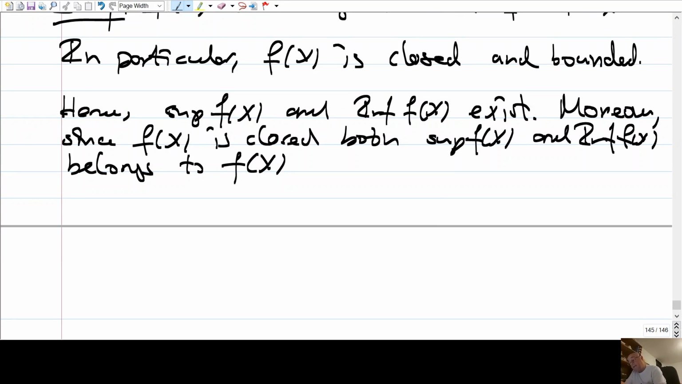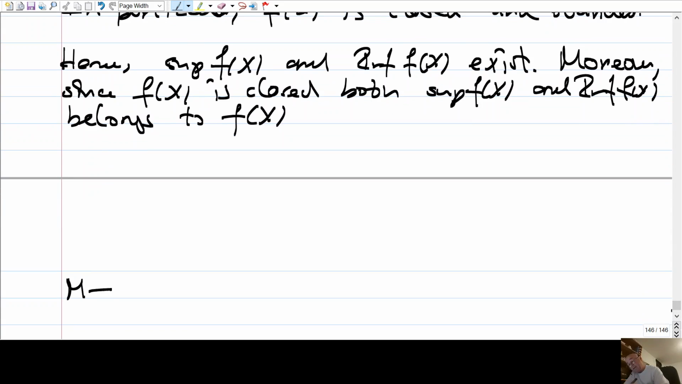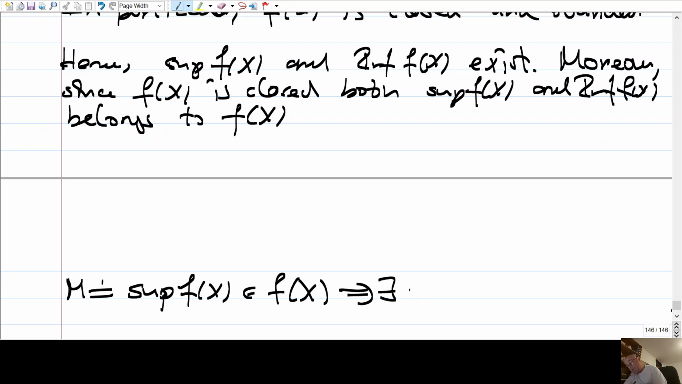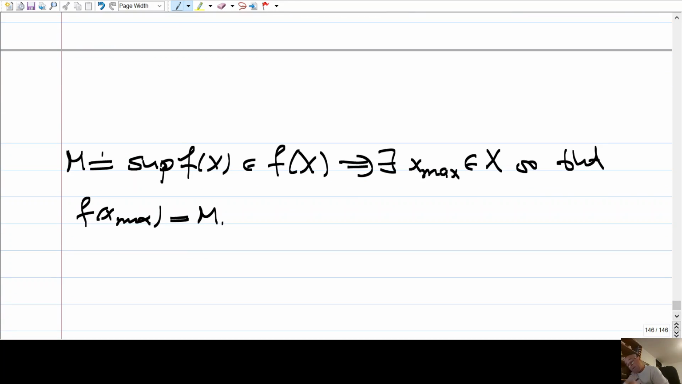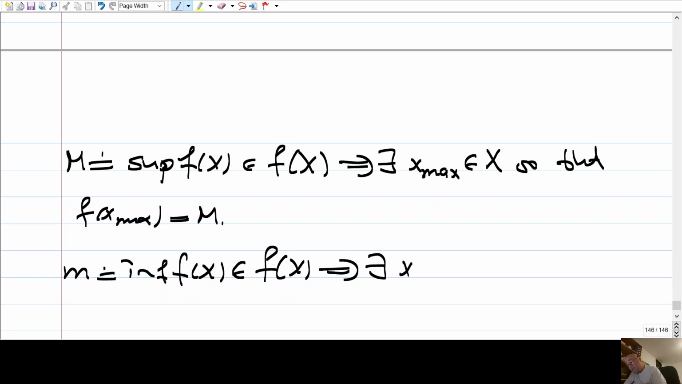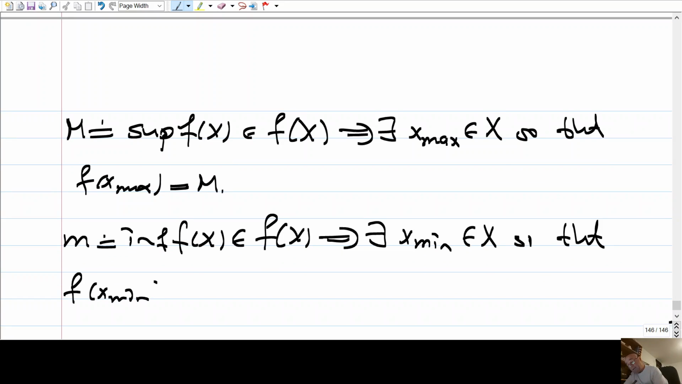Well, this supremum, whatever that is, so let's say M is the supremum of this set. And this belongs to the image of f. This implies there is some point here, let me call it x max, so that f of x max is equal to M. And let's say the infimum of f of x is little m, and we know that it belongs to this image set. Therefore, there exists a point, let me call it x min in X, so that f of x min is equal to small m.